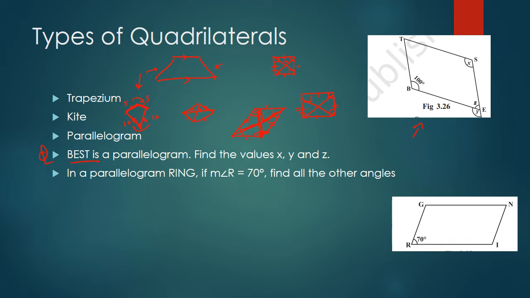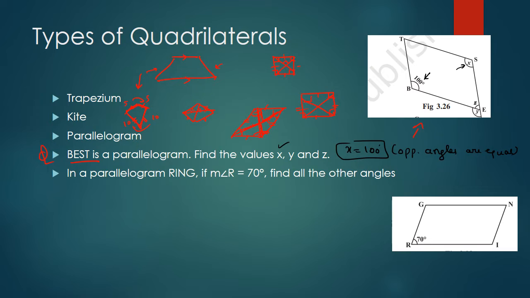And always start from the known figure, known value. So this is 100. This is the only known thing in this whole figure, right? Now this 100, okay. Opposite angles are equal for a parallelogram, right? So x will be 100 degree. Why? Opposite angles of a parallelogram are equal. So we have found out one thing, which is x.